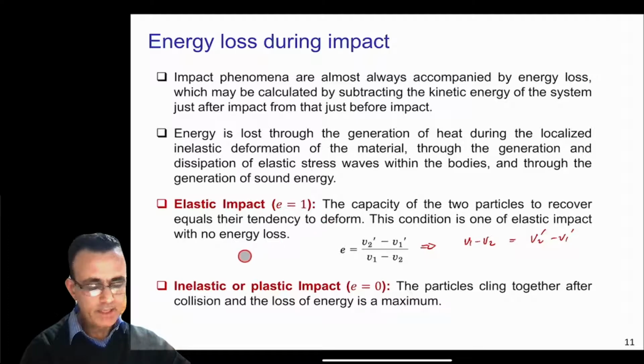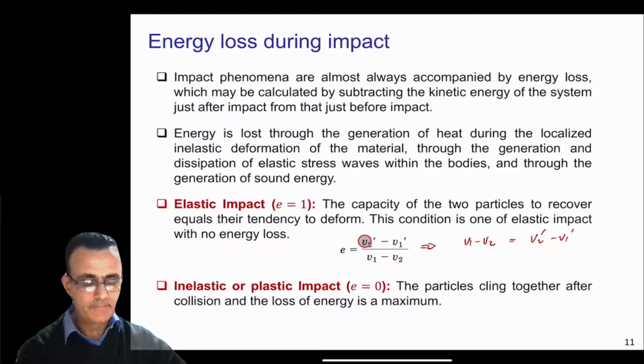Another impact is what we call the plastic or inelastic impact, and in this case E will be 0. In this case the particles cling together after collision. So the term in the numerator, v2 dash minus v1 dash, will be 0. This means that the relative velocity after collision will be 0 and the two particles will cling to each other. In this case we will have the maximum loss in energy.